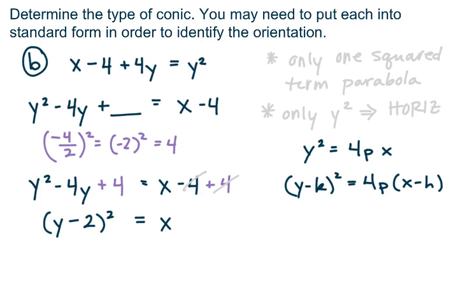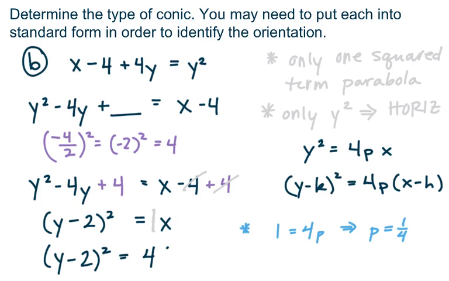So now we have it into almost standard form, but almost standard form means that the coefficient in front of x, we need to represent as 4 times p. Currently, the coefficient we have in front of x is a little invisible 1. Therefore, what we know is that 1 must equal 4p, which lets me know that p equals 1/4. So putting this into standard form, y minus 2 squared equals 4 times positive 1/4 times x.